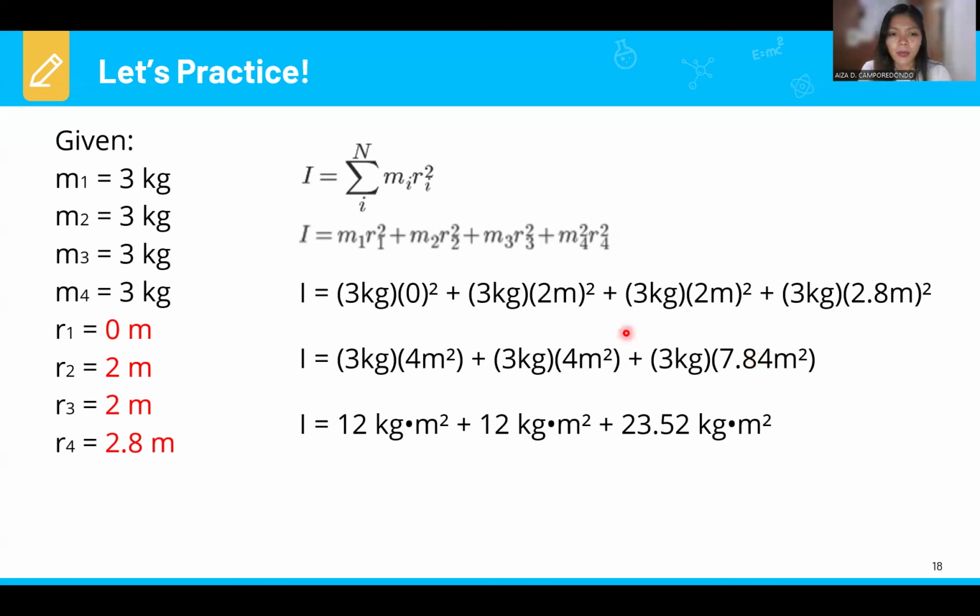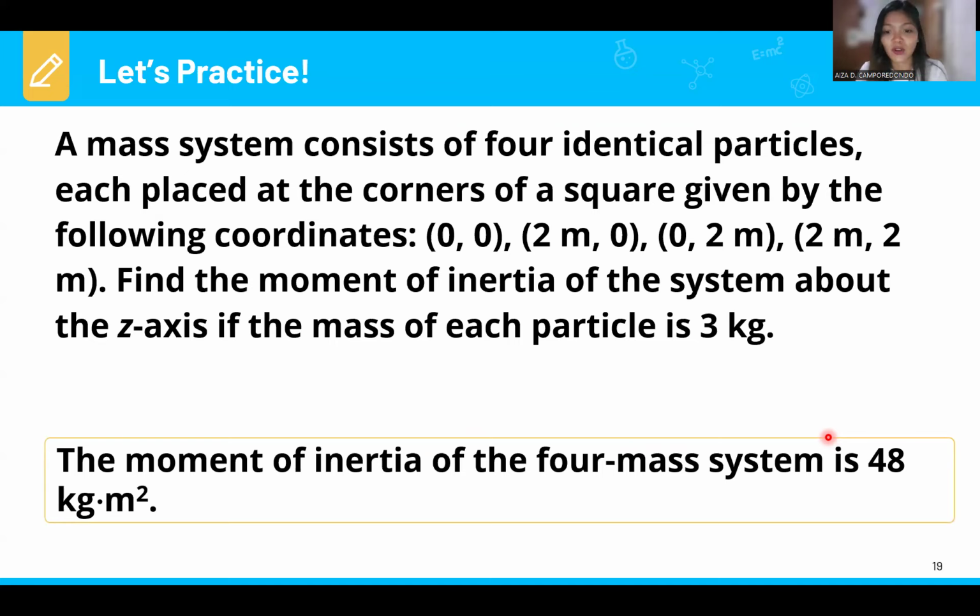In this case, 3 times 4 is 12 kilogram meters squared. And 3 times 7.84 is 23.52 kilogram meters squared. If we add all these values, we get the moment of inertia equal to 47.52 kilogram meters squared, or if we round that off, 48 kilogram meters squared. And then we can conclude that the moment of inertia of the 4-mass system is 48 kilogram meters squared.